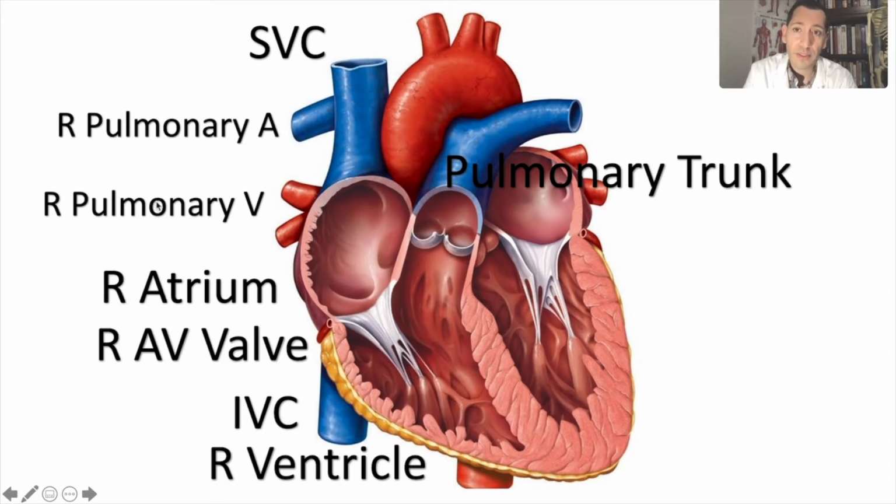Because the pulmonary arteries are the only vessels in the whole body that haven't yet gotten oxygen, and the pulmonary veins are the only ones that just received oxygen. You see? Whereas all the rest of the body, those arteries are oxygenated and the veins are deoxygenated. For example, right here and here, these are your two superior and inferior vena cavas, and they are deoxygenated.